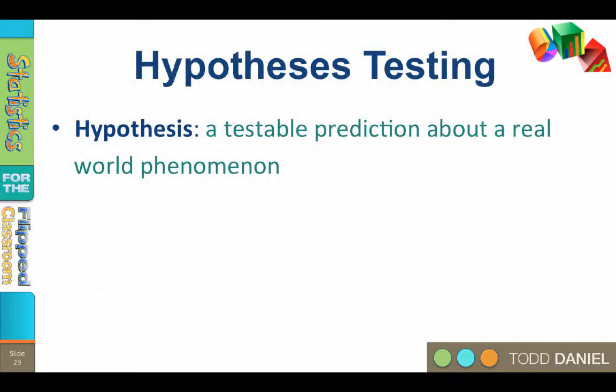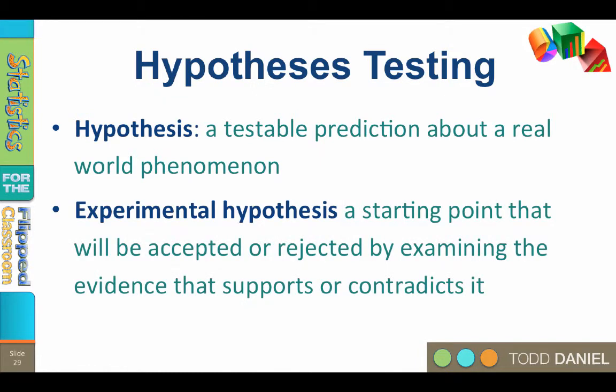and this is called hypothesis testing. A hypothesis is a testable prediction about a real-world phenomenon. I think this drug will lower blood pressure is a testable hypothesis. Experimental hypotheses propose a starting point that will then be accepted or rejected by examining the evidence that supports or contradicts it. If the evidence supports the hypothesis, we accept it as a good explanation. If the evidence refutes the hypothesis, we reject it as a poor explanation. Now later, I'm going to explain how we never really accept a hypothesis, but for now, we're going to use accept and reject for simplicity.